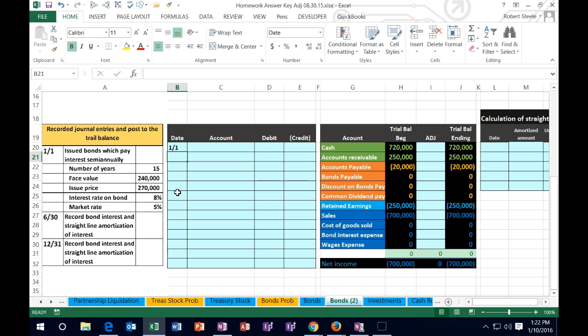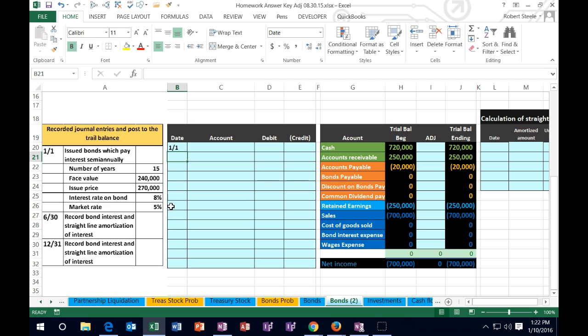Most common notes related to things that people do most often and have most awareness of are monthly, and they are in a format where they pay off both the interest and the principal, such as a mortgage or a car payment. So in this case, it's going to be a 15-year note. It's going to have a face value of $240. It's going to have an issue price of $270. Interest rate on the bond is 8, and market rate is 5.